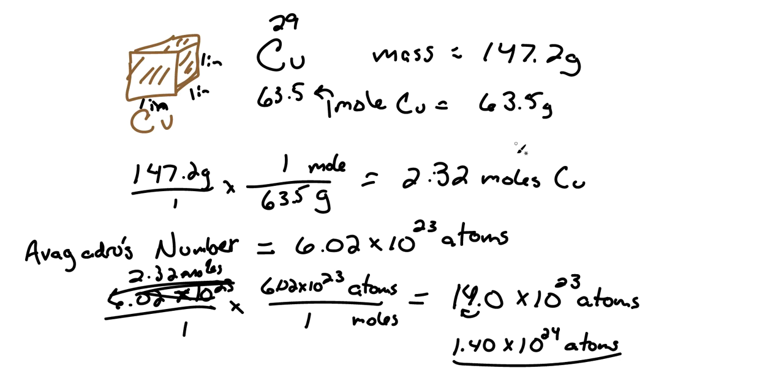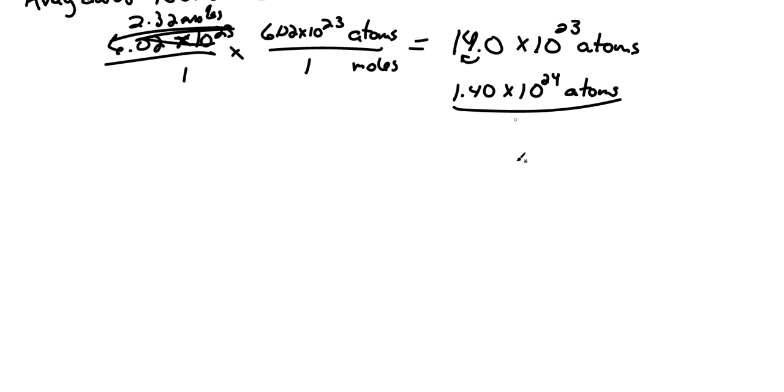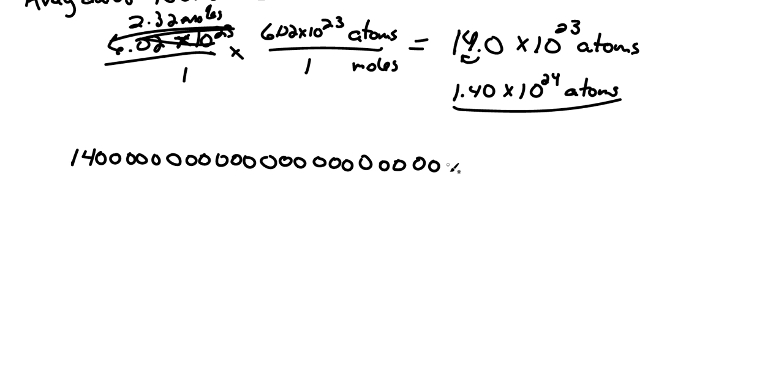Now, if we write that out, just to give you an idea here, we're not done yet. I'm going to try to make this a little more relative. Let's go 1, 2, 3, 4, 5, 6, 7, 8, 9, 10, 11, 12, 13, 14, 15, 16, 17, 18, 19, 20, 21, 22, 23, 24. Add our commas in.